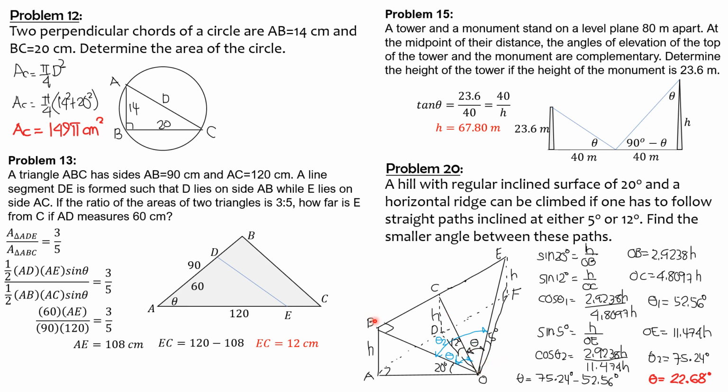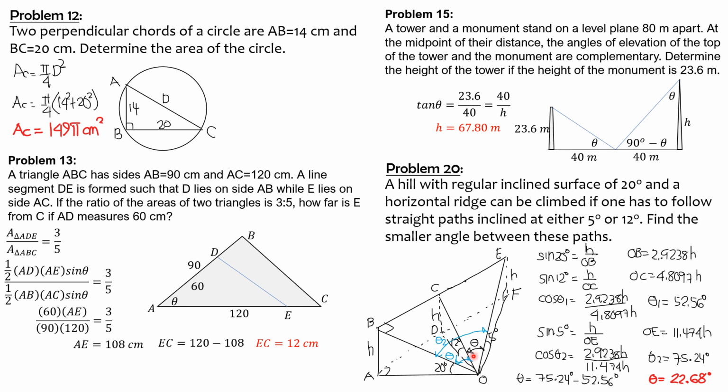So in this right triangle, sine of 20 degrees equals h over OB. Let's express all these hypotenuses in terms of h. So OB is 2.9238h. In this right triangle, sine of 12 degrees equals h over OC. So OC is h divided by sine 12, 4.8097h.